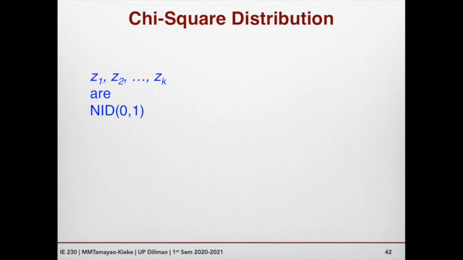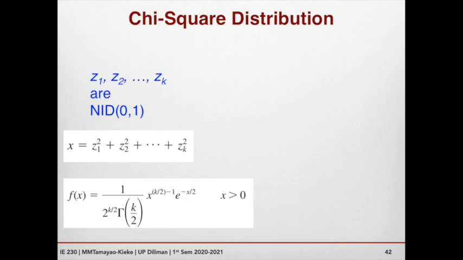Now let's talk about another important sampling distribution, the chi-squared distribution. If z1, z2 to zk are normally and independently distributed random variables with mean 0 and variance equals 1, as denoted here by NID(0, 1), then the random variable x, which is the sum of the squares of all z's, follows a chi-square distribution with k degrees of freedom. And this shows the density function of chi-square.